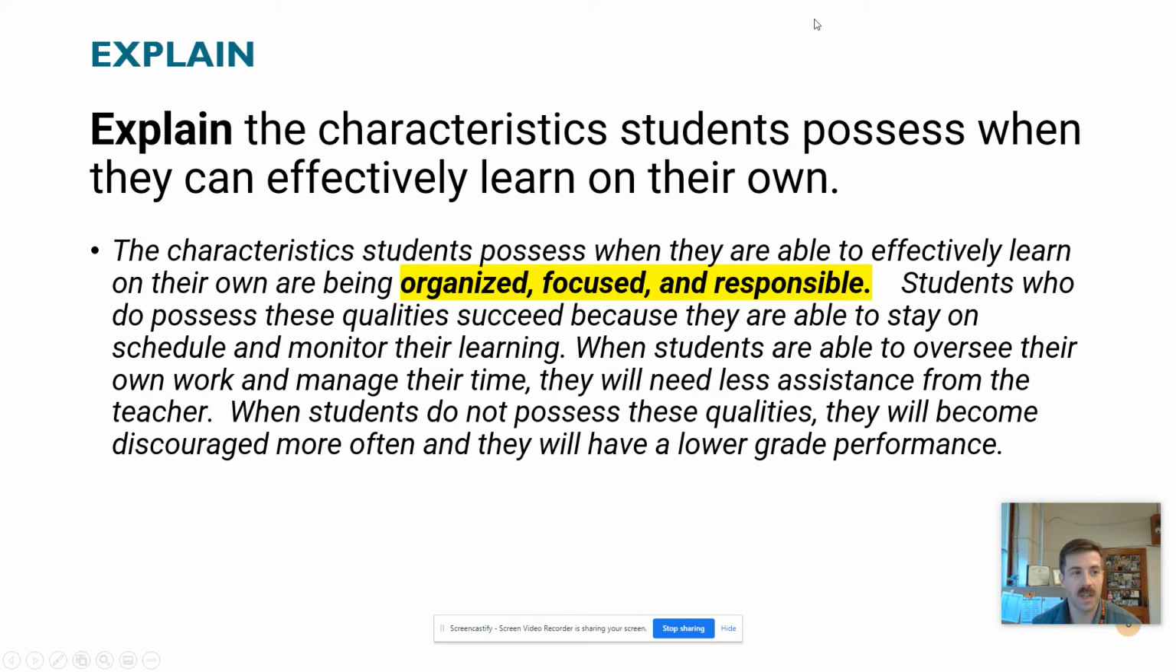So here's another good example for explain: I need to explain the characteristics a student possesses when they can effectively learn on their own. So don't just state them, explain them. Tell me so I understand clearly what those characteristics are. No, this is not just a list.